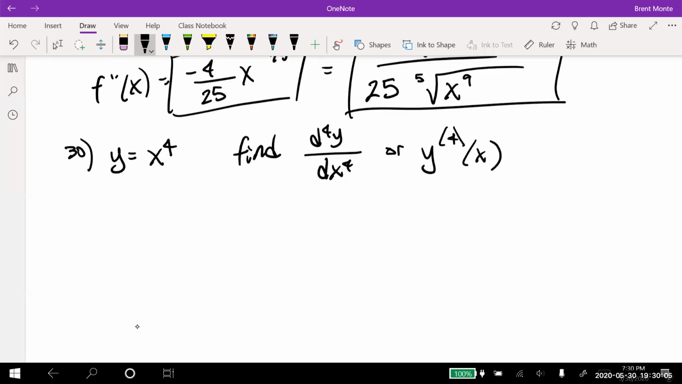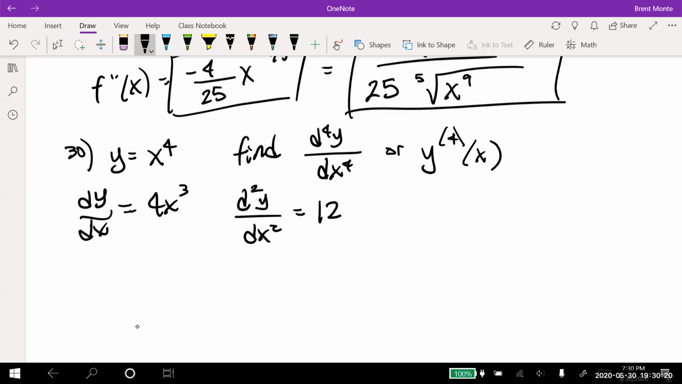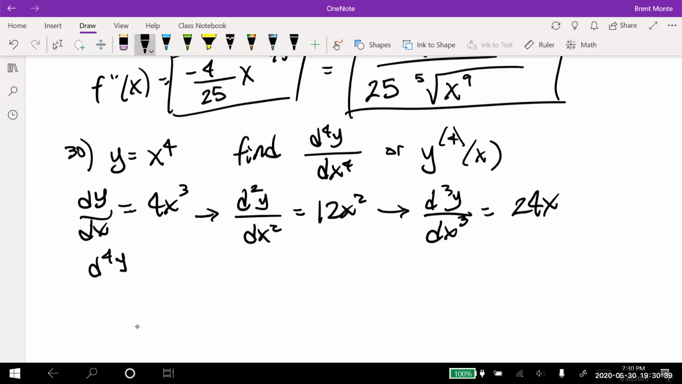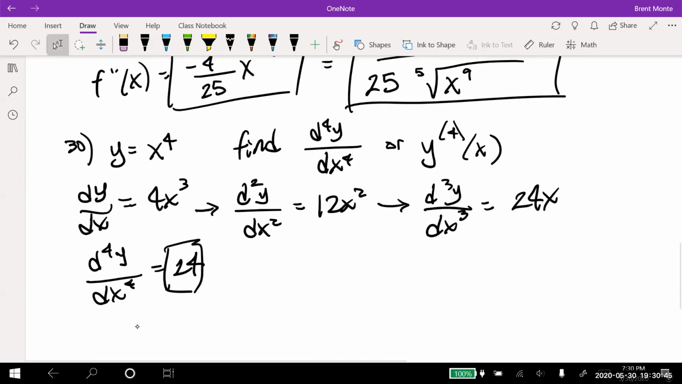Okay, so let's go through the steps. dy dx, so my first derivative, 4x to the third. My second derivative, let's just put it here. d2y over dx2, 12x squared. Don't put equals there because this doesn't equal that. But if you put an arrow, you can say, oh, here's the next step. d3y over dx3, 24x. And then we'll just say here, d4y over dx4, 24. Ta-da!